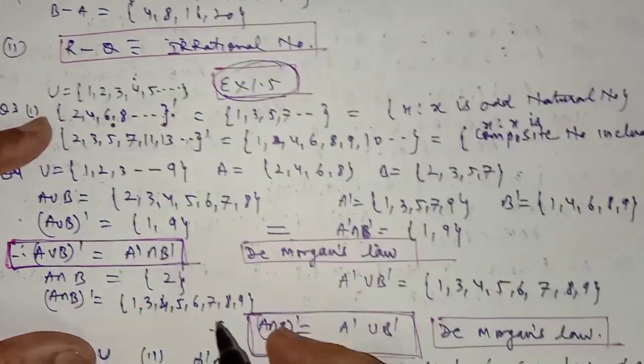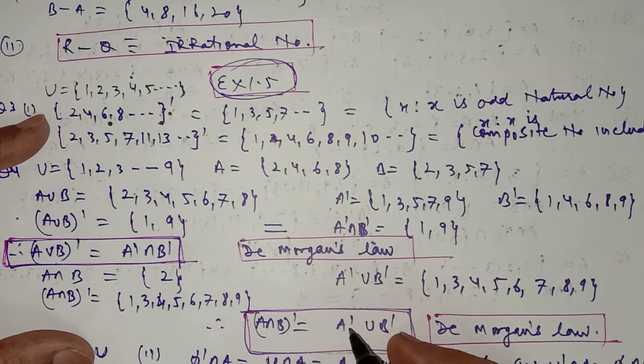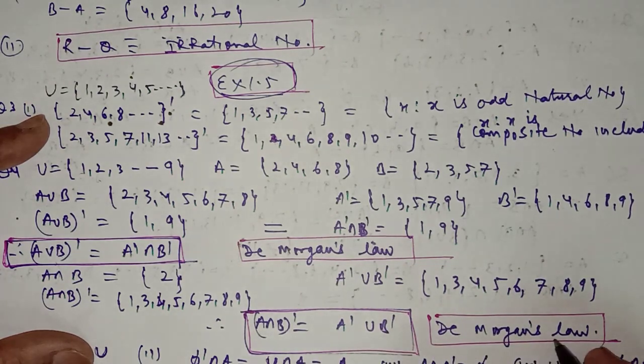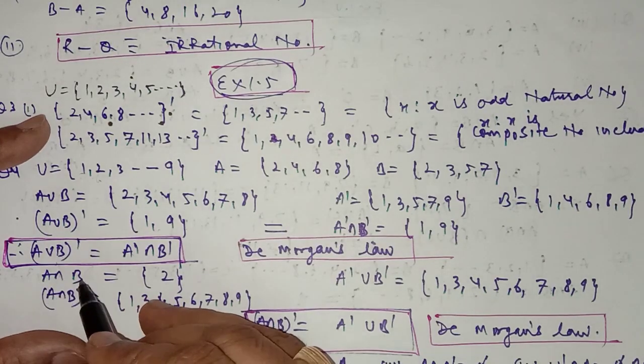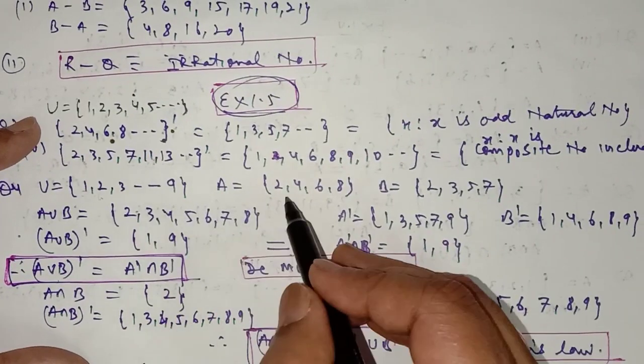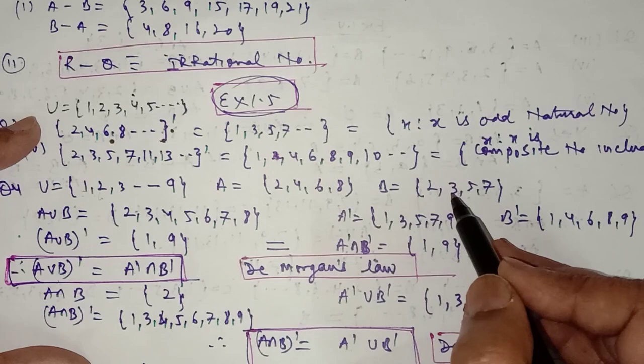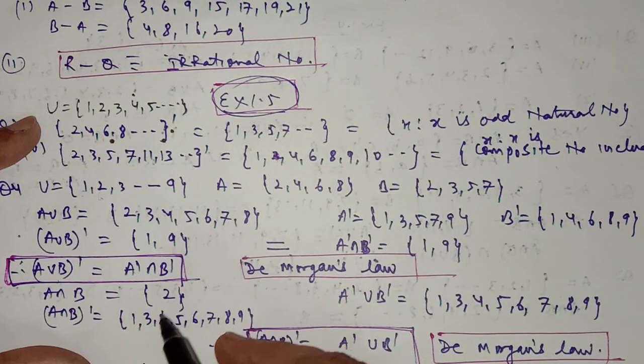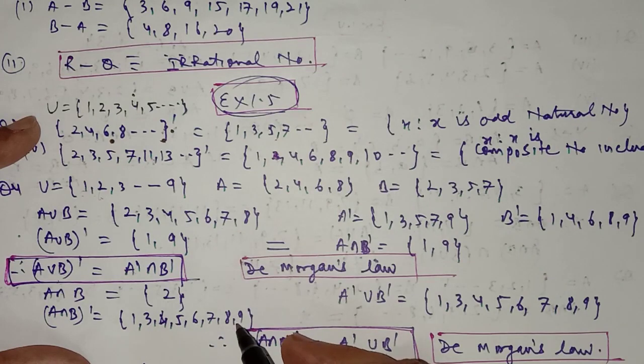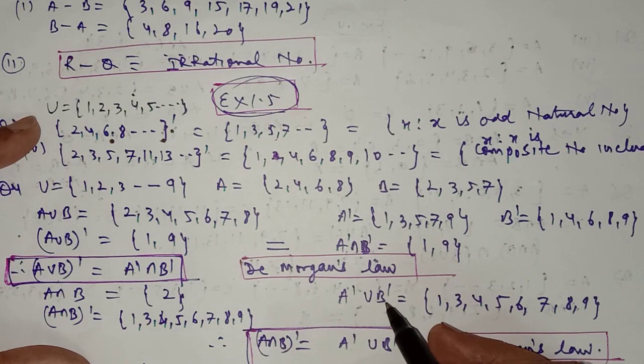Similarly, we have to prove that (A intersection B) whole complement is equal to A complement union B complement, which is also De Morgan's law. So first of all, find A intersection B, that is, the element common to A and B, which is only 2, and the complement of this will be 1, 3, 4, 5, 6, 7, 8, 9. Then A complement union B complement.